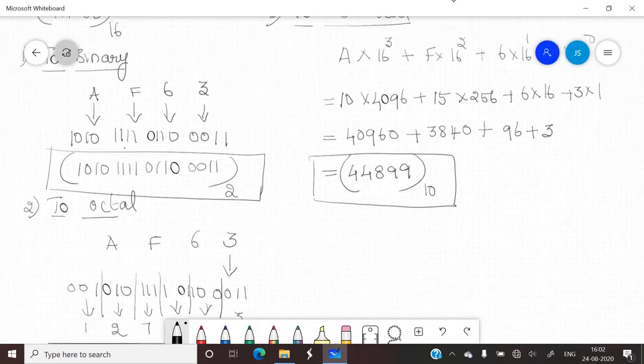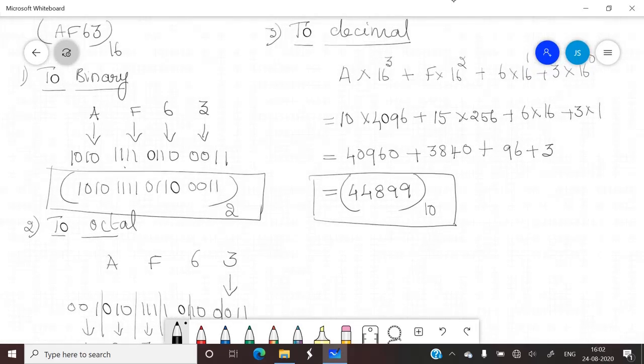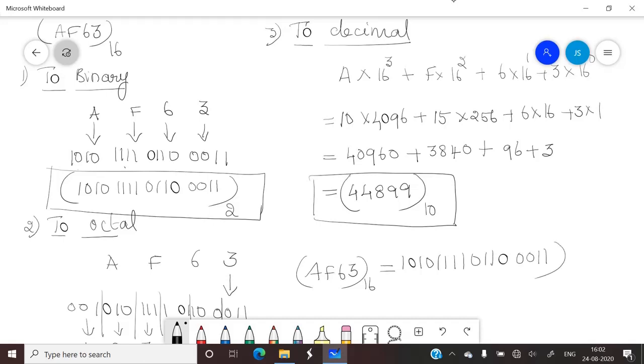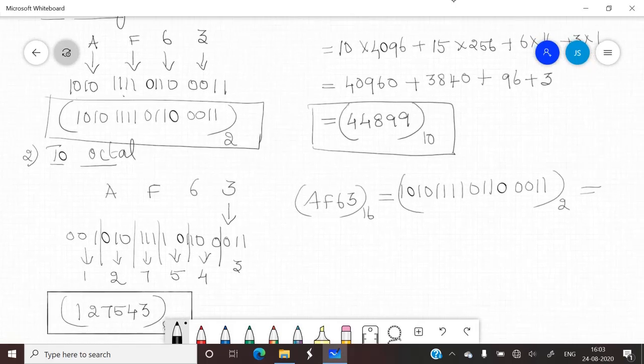So we write the relationship as AF63 in hexadecimal is equivalent to 1010111101100011 in binary, that is equivalent to 127543 in octal and 44899 in decimal.